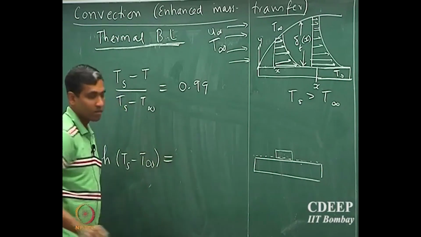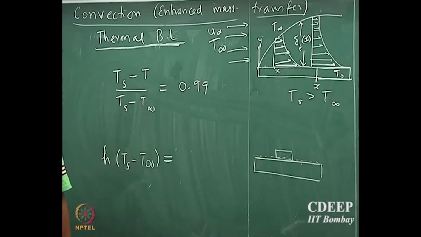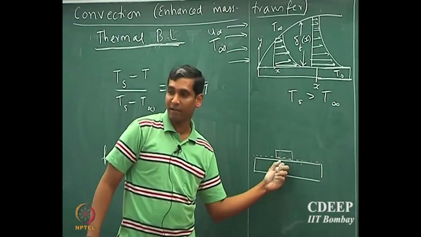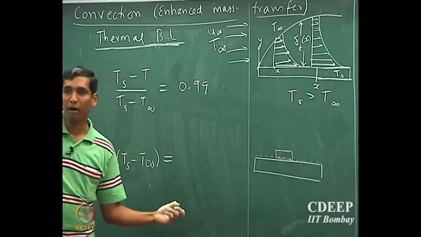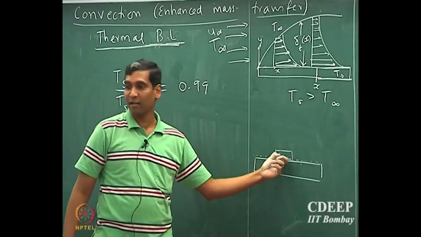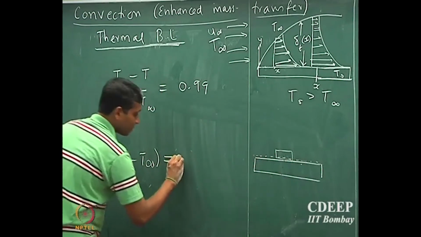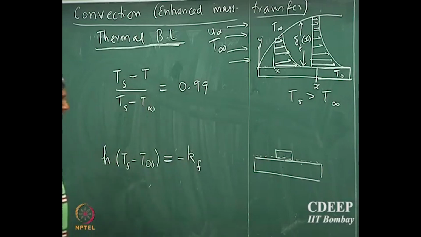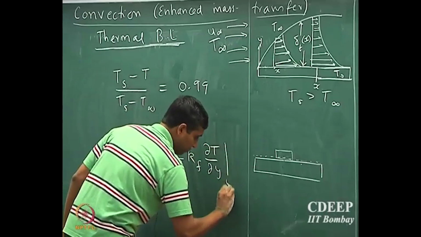should be equal to, what's the diffusive flux? Whatever flux of heat leaves the surface and goes to the fluid should be equal to the amount of heat that is diffusing at that location. What is that? Be careful, the sign is very important here: minus k into dT by dy at y equal to 0.